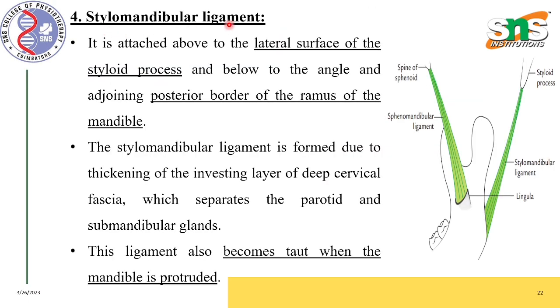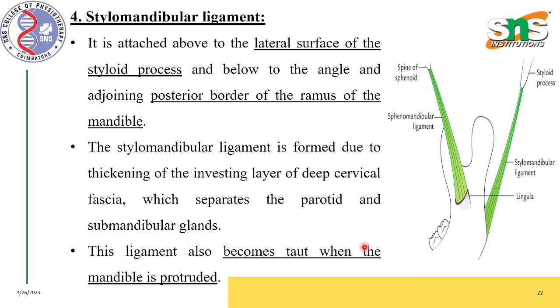The next ligament is the stylomandibular ligament. It is attached above to the lateral surface of the styloid process and below to the angle and the adjoining posterior border of the ramus of the mandible. So it is attached over the lateral surface of the styloid process and below to the posterior border of the ramus of the mandible. The stylomandibular ligament is formed due to thickening of the investing layer of deep cervical fascia, which separates the parotid and submandibular glands.